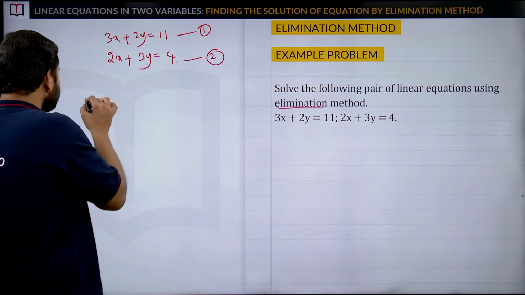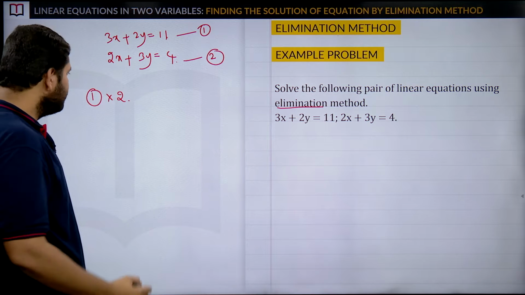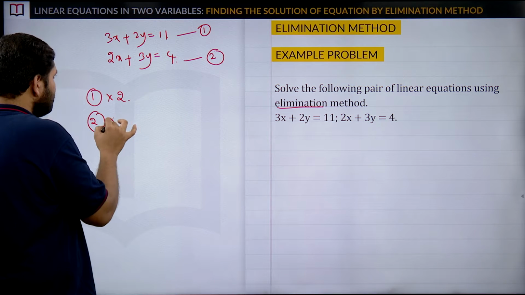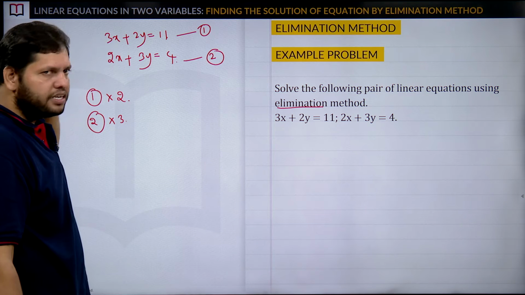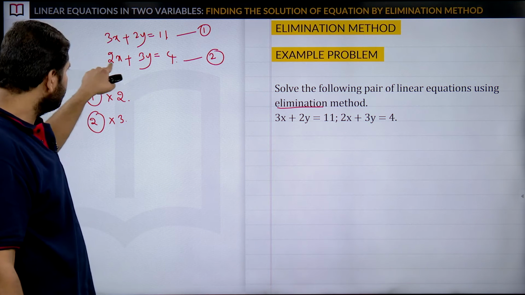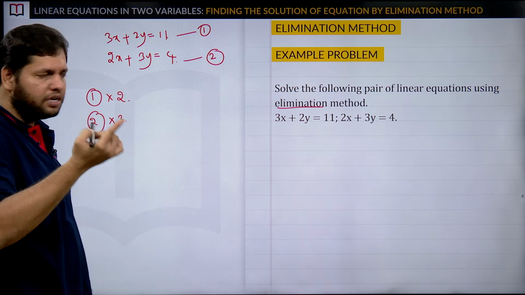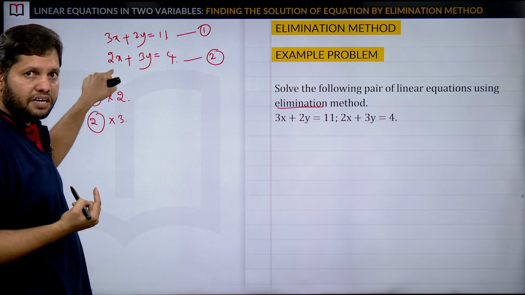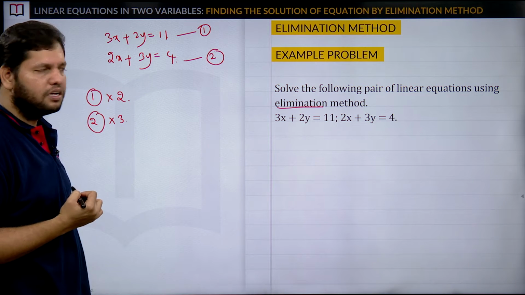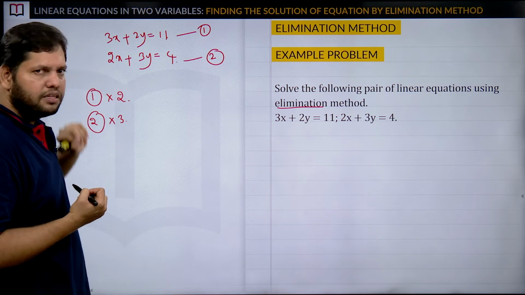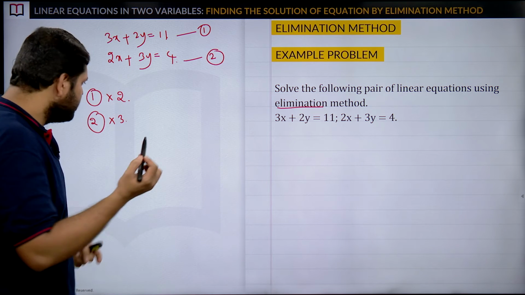So I am multiplying with some number, children. For the first equation, I am multiplying by 2. And for the second equation, I am multiplying by 3. Because if I multiply by 2 here, 2 into 3 is 6. If I multiply by 3 here, 3 into 2 is again 6. So the coefficient of x in the first equation and the coefficient of x in the second equation will both be equal. Yes or no, children? Multiply here by 2 and here by 3. Now let us see, children, what happened.